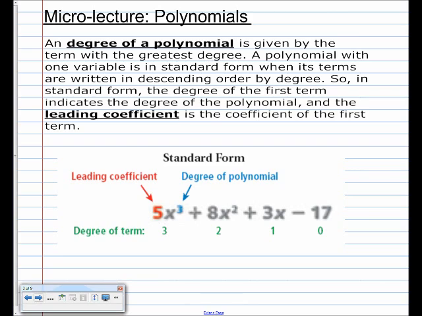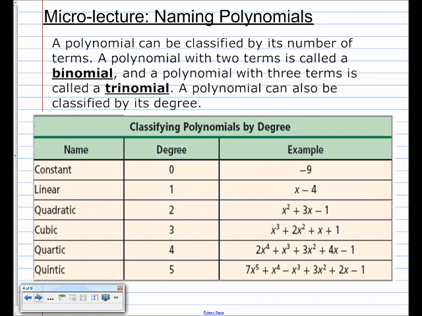So again, all of this stuff is important, but if you don't use standard form, you'll get the answers wrong. Standard form comes first. We'll practice. Now, you are going to need to memorize these names. I know it looks kind of crazy. It's a big table, but you already know half of them. Constant, linear, and quadratic. You've already spent a bunch of time in math learning about those. The new ones are cubic, quartic, and quintic.